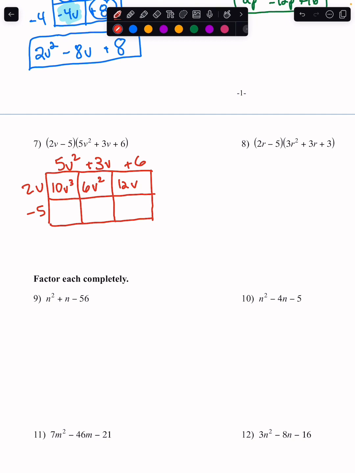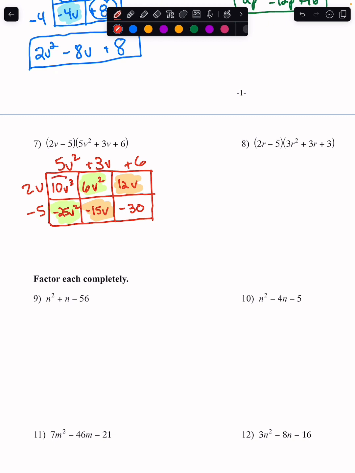Okay, now on the bottom, you got negative 5 times 5 is negative 25 v squared. And then negative 5 times 3 is negative 15 v. And then negative 5 times a positive 6 is negative 30. And then don't forget, we have to add the diagonals. We're going to add this one. And then we're going to add this one. And then to get our final answer.